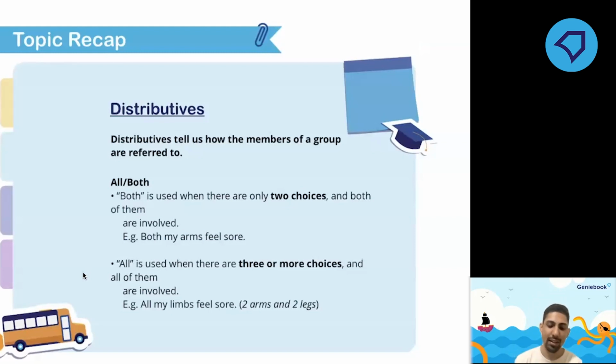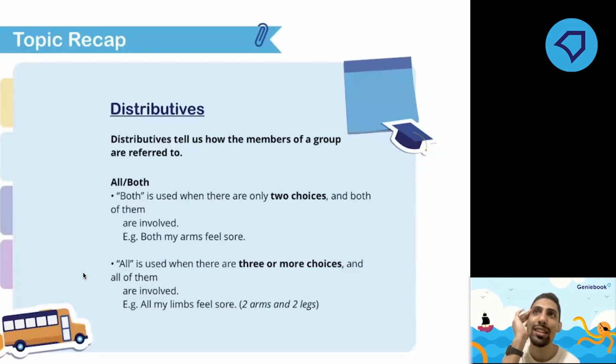Anyway, you don't say all my arms, you say both my arms. You're talking about both arms, right? If you have 3 or more objects, then you say all. Like you can say all my hair. All the hair on my head. Okay, it's not black, but all the hair.